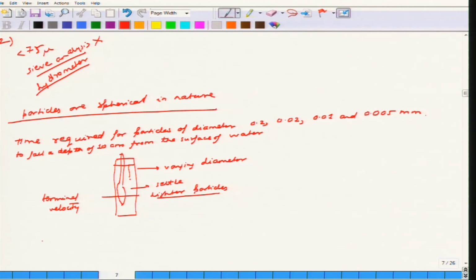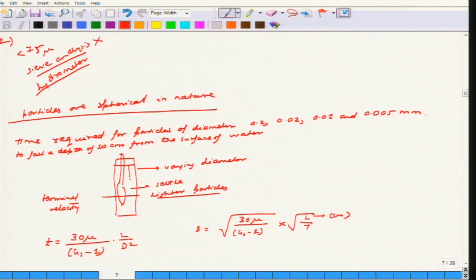In most books a general formula for time is given as t equals 30 mu by Gs minus 1 into L by d square, or you can write d as a generalized formula, root over of 30 mu by Gs minus 1 into root over of L by t. Here L is always in centimeter, t is always in seconds, and d is in millimeter for this formula. Mu is the unit viscosity of water.